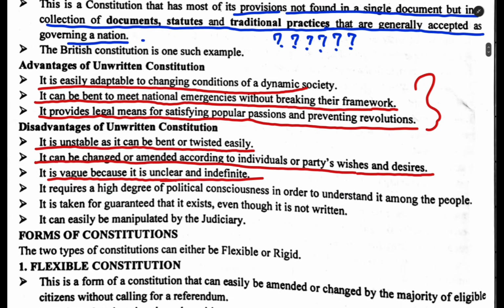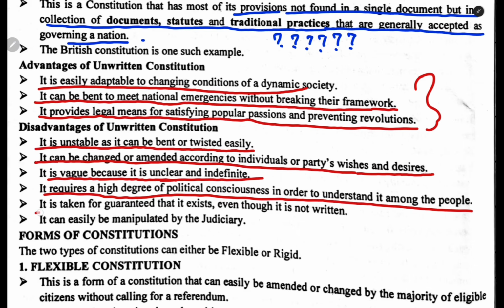Then it requires a high degree of political consciousness among the people in order to understand it. It is taken for granted that it exists even though it is not written. And finally, it can easily be manipulated by the judiciary. Under the written one, I said it cannot be manipulated by the judiciary because everything is written. But for this one, it can be manipulated by the court system because not all things are written. So it can be interpreted by whoever is in charge. That is what it means.